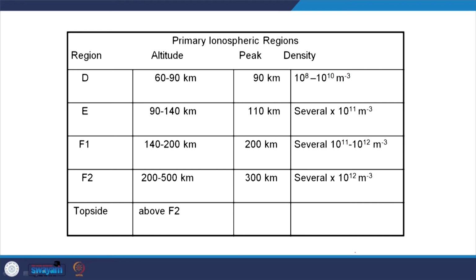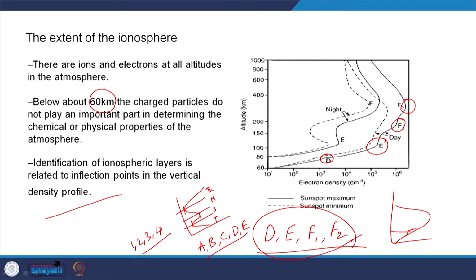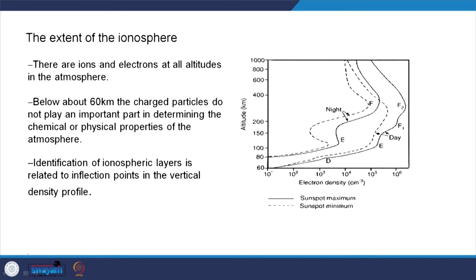Okay, now what are the numbers pertaining to these different layers? Like I said, there are 4 layers. D layer is the bottommost layer, E layer is the layer in between, F1 and F2 are generally the same F layer, but for a reason it is called F1 and F2. And there is one more thing that I have to mention here. This density profile is what you generally see during the daytime. The solid line that you see is the electron density profile during the daytime, and the dashed line is the one that you see during the night time.